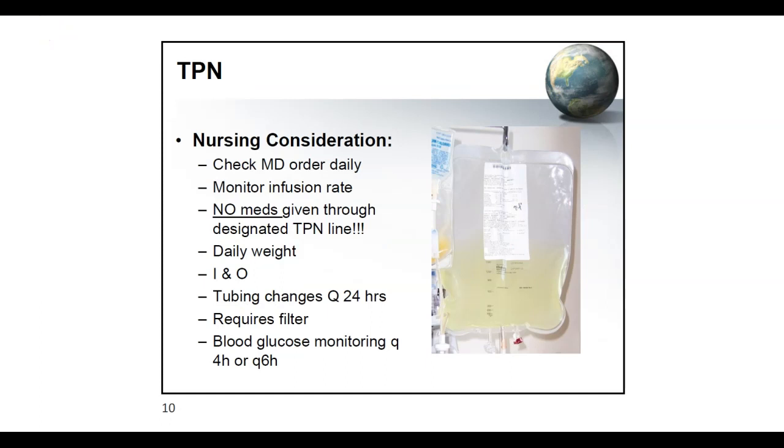All right, when we're giving TPN, make sure we check our doctor's orders daily. So this needs to be ordered. Now we have to monitor the infusion rate. You don't want to give it too fast, and at the same time, you don't want to give it too slow, right? Because you want to meet the nutritional needs of the patient.